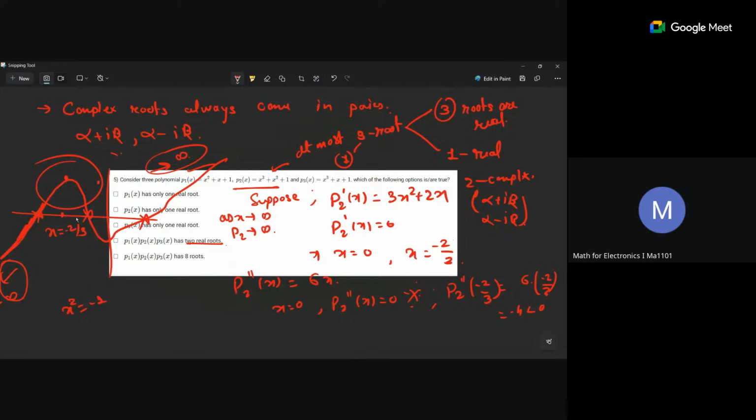Okay, so here one point is we also have to compute what is P2 of minus 2 by 3. So it is minus 2 by 3 the whole cube plus minus 2 by 3 the whole square plus 1. So the cube will become minus 8 by 27, square will become 4 by 9, and plus 1. So that is same as minus 8 plus 12 plus 27 by 27. So it is minus 1 by 3. So maximum value is negative.